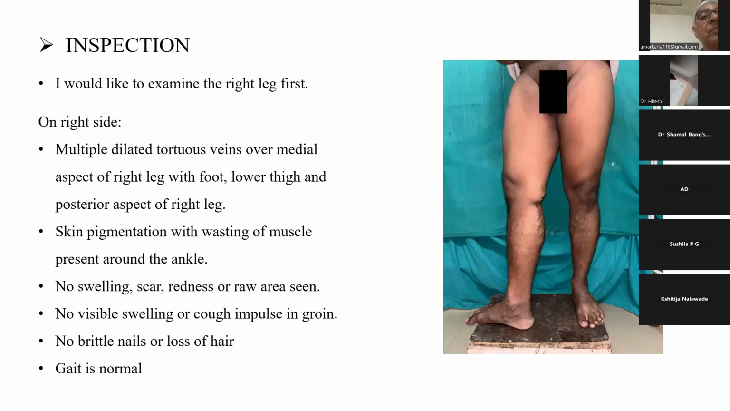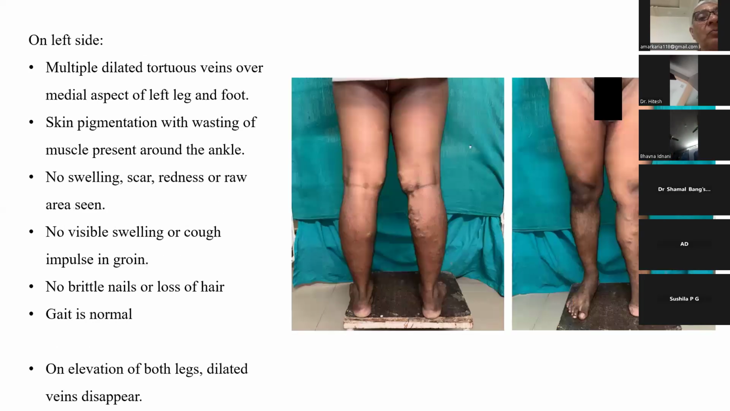Inspection. I would like to examine the right leg first. On right side, there are multiple dilated tortuous veins over medial aspect of right leg with foot, lower thigh and posterior aspect of right leg. Skin pigmentation with wasting of muscles present around the ankle. No swelling, scar, redness or raw area seen. No visible swelling or cuff impulse in groin. No brittle nails or loss of hair. Gait is normal. On left leg, multiple dilated tortuous veins over medial aspect of left leg and foot.